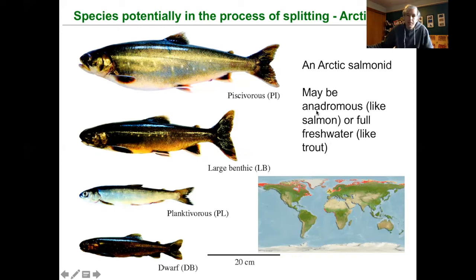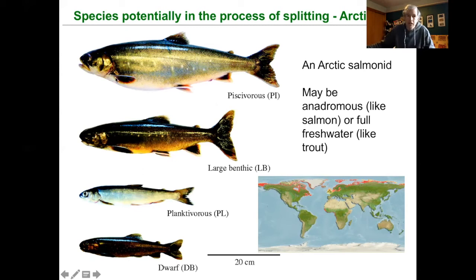Now, this species might be anadromous, like a salmon, i.e. it breeds in fresh water and then it swims out to the ocean to grow and it returns back up the rivers to breed, or it can be full freshwater like a trout. But what's really interesting about this species, it exists in 4 different body morphs. So these are all members of the same species. They're all adults, and they can even all live in the same bodies of water.